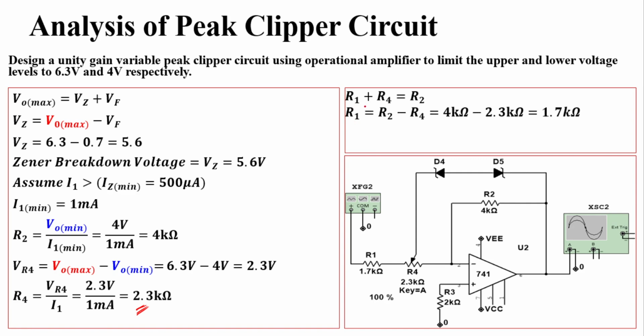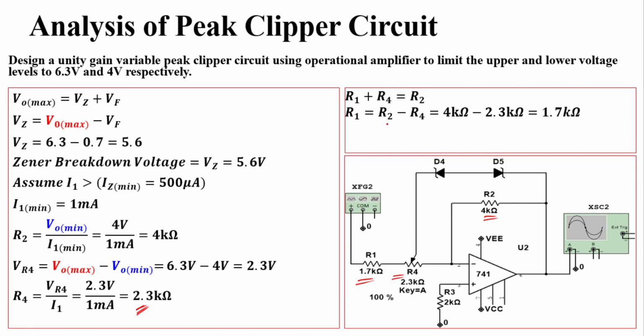R1 plus R4, the sum of resistances R1 plus R4, should be equal to R2. Why? Because we are going to design a unity gain amplifier. So the sum of these two resistances should be equal to the feedback resistance.